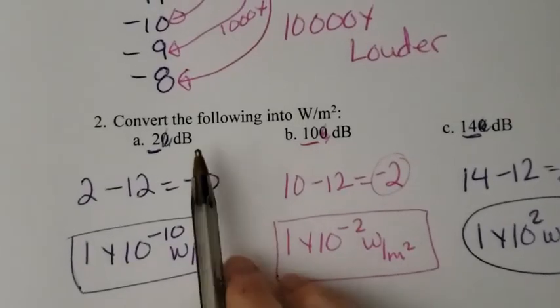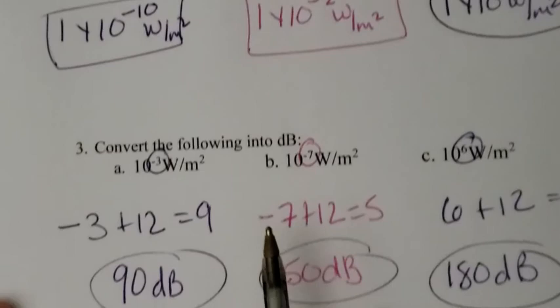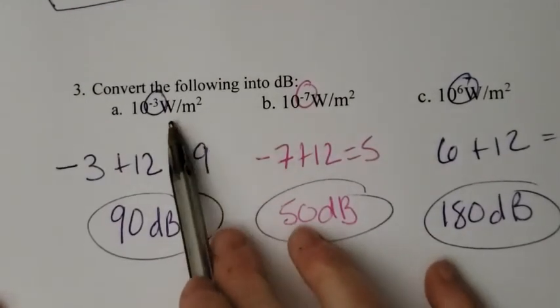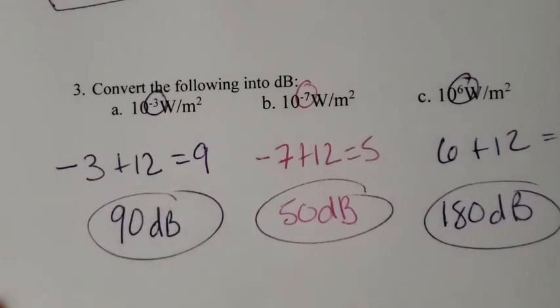So when we're trying to go from decibels to watts per meter squared, you're subtracting 12. When you go the other way, from watts per meter squared into decibels, you add 12. So the magic number is 12.